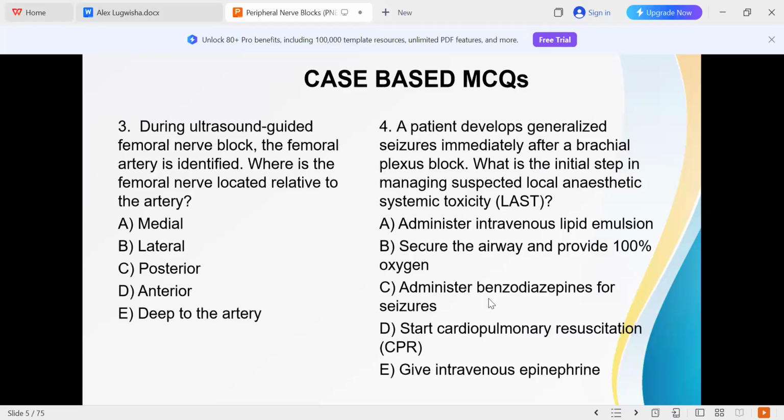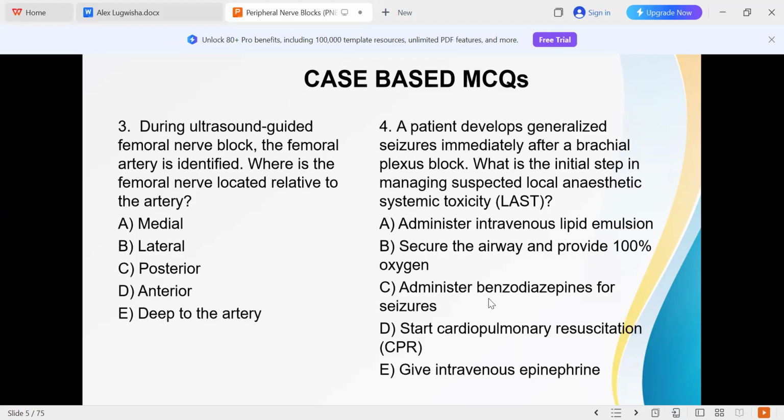Okay. During an ultrasound-guided femoral nerve block, the femoral artery is identified. Where is the femoral nerve located relative to the artery? Medial, lateral, posterior, anterior, deep to the artery. Lateral. B. Lateral, correct. All right. Remember the VAN.